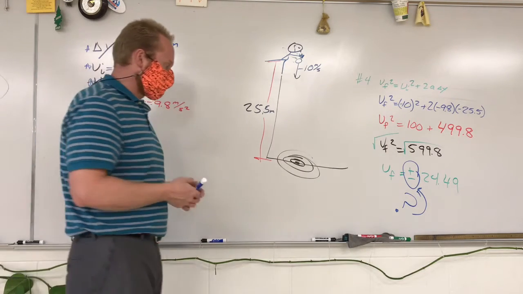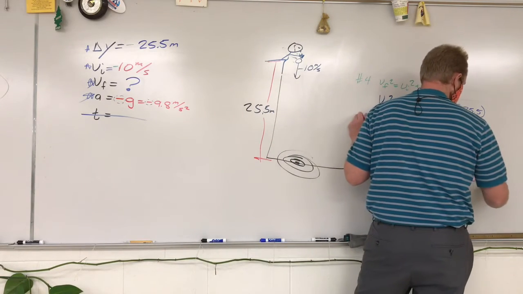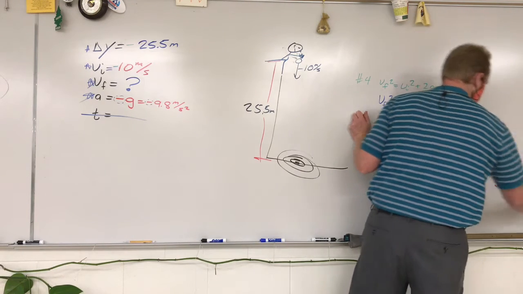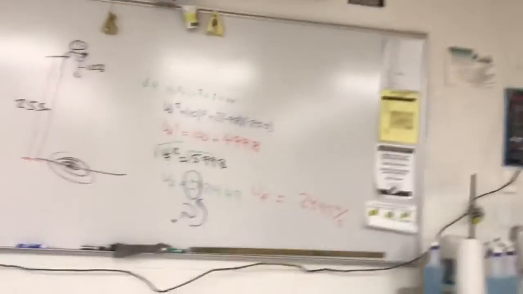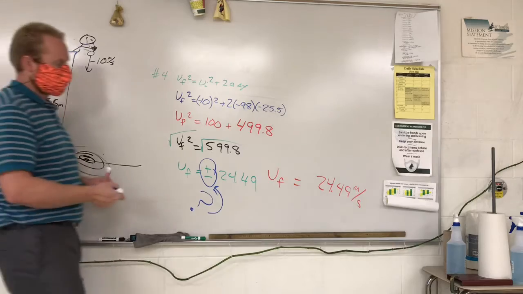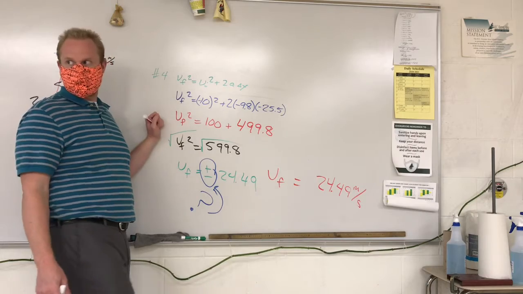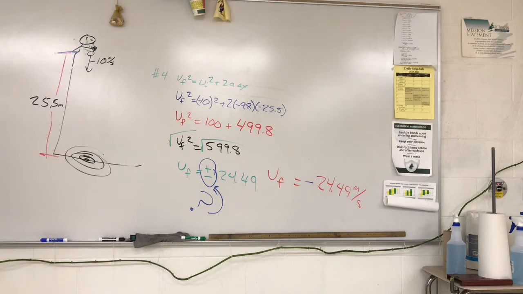Now, is it the plus or is it the minus? My final velocity has a speed, and I'm going to say speed because speed does not have direction. It has a speed of 24.49. What is the direction that is associated with that speed? Is it up at 24.49 or down at 24.49? If I throw a ball down, is it magically going to start going upwards after I throw it down? Hopefully not.